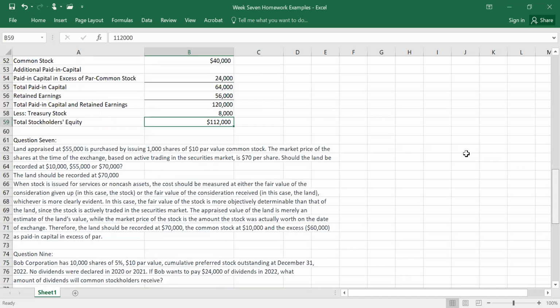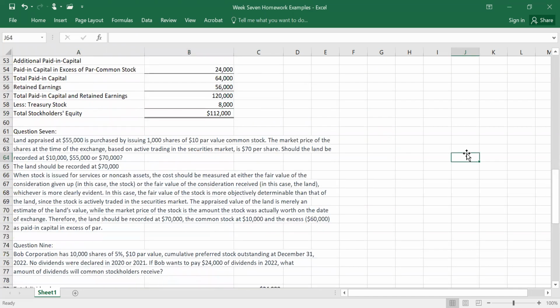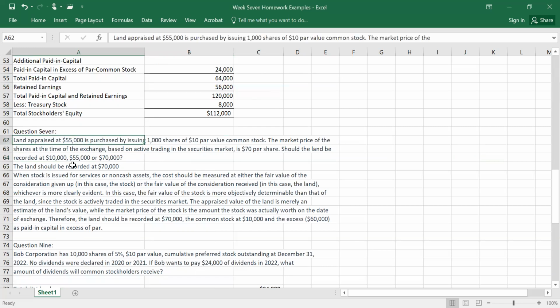Question 7. Land is appraised at 55,000. It's purchased by issuing 1,000 shares of $10 par value common stock. Market price of the shares at the time of the exchange based on active trading in the securities market is 70 per share. Should the land be recorded at 10,000, which is that 1,000 shares times $10 per share? 55,000, that's what the land was appraised at.